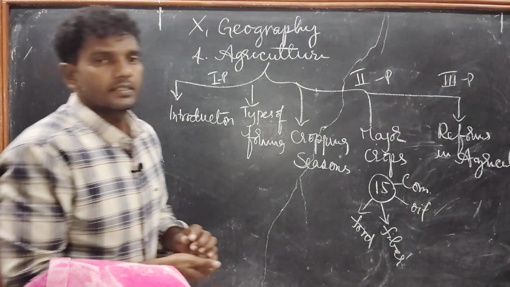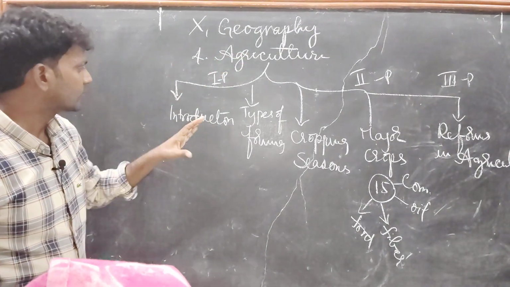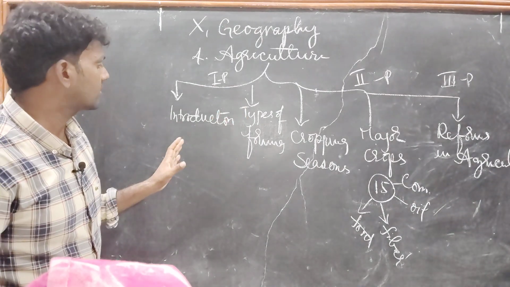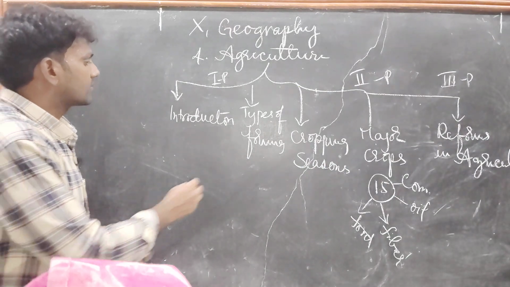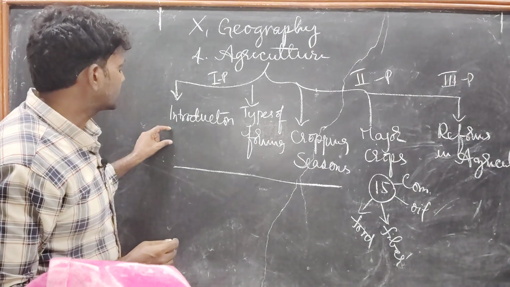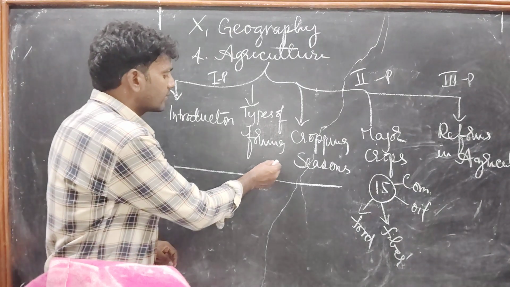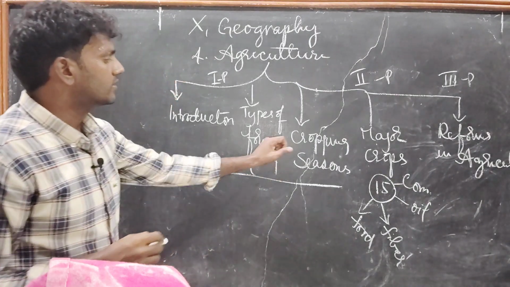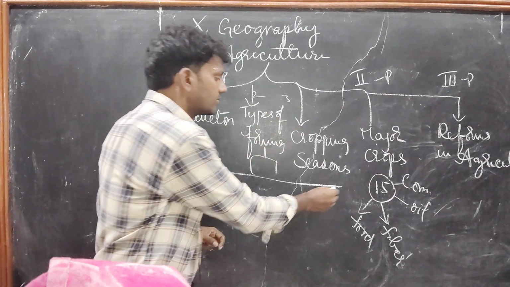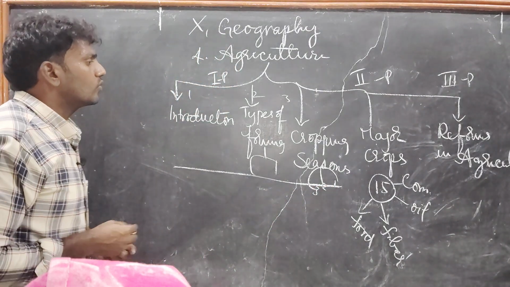Is it clear? In this agriculture topic, we have part 1, part 2, part 3. For our convenience, I divided it, but these are the 6 subtopics. Already we discussed part 1. What did we discuss? Introduction: what is agriculture, what is the importance of agriculture, types of farming. Already we discussed the 2 types of farming based on the need. And the third subtopic is cropping seasons. Already we discussed there are 3 types of seasons: Kharif, Rabi, Zaid. So this part is completed.